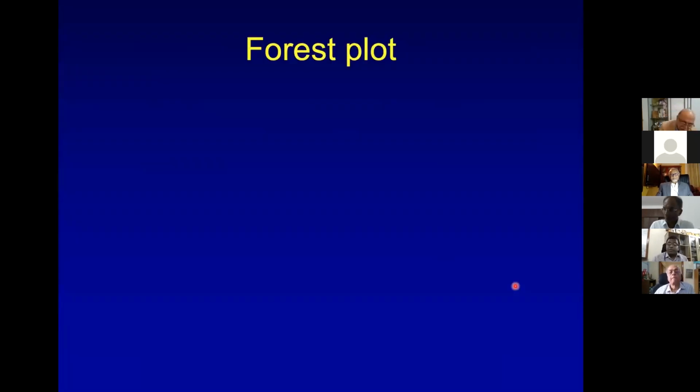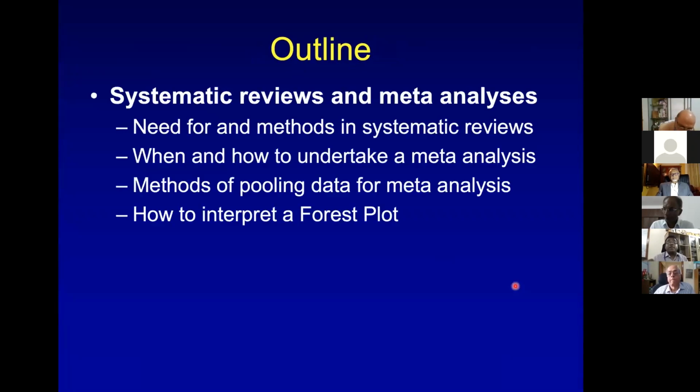Before we reach the forest plot, we need to look into a few other things, which is, how do we get the forest plot? We get a forest plot with a systematic review, which leads us into a meta-analysis. And we'll quickly look at the need for methods in systematic reviews, as well as how and when to undertake a meta-analysis. How do I pool data for a meta-analysis? And finally, construct a forest plot. And the topic of today is, how do I read, understand, and interpret a forest plot?